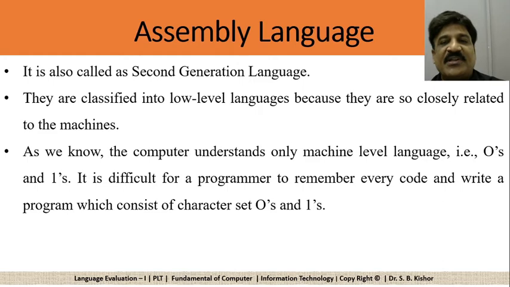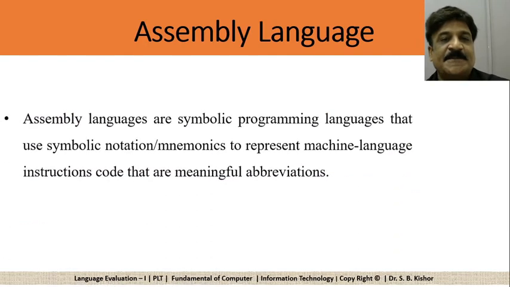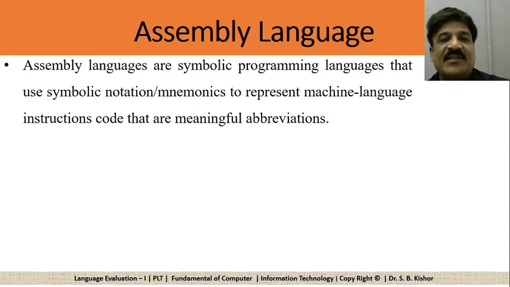As we know, the computer understands only the machine language, that is in the form of ones and zeros. It is difficult for a programmer to remember every code and write a program which consists of the character set, that is zeros and 1. Just as we have discussed. This resulted in the evolution of assembly language in the mid 1950s. Assembly languages are basically symbolic programming languages that use a symbolic notation or mnemonics to represent the machine language instruction codes that are meaningful abbreviations.